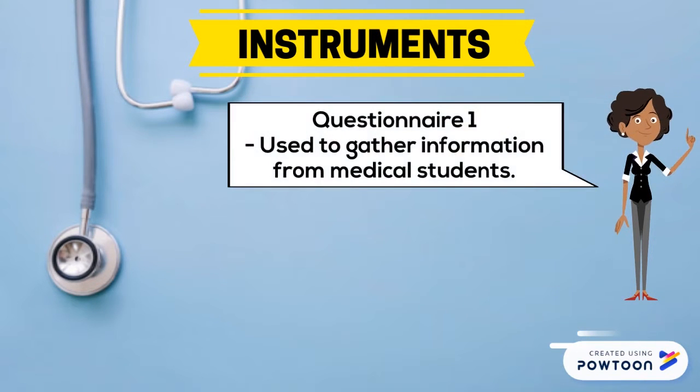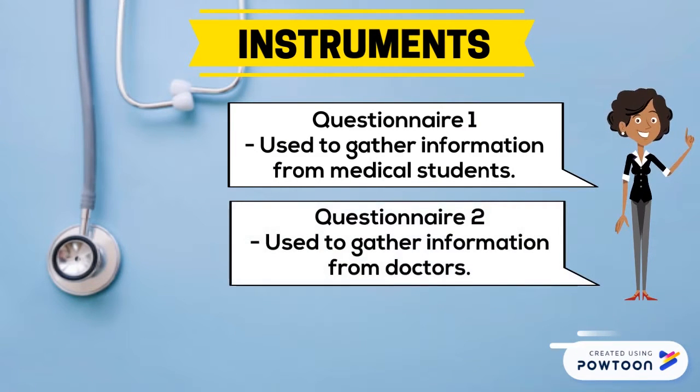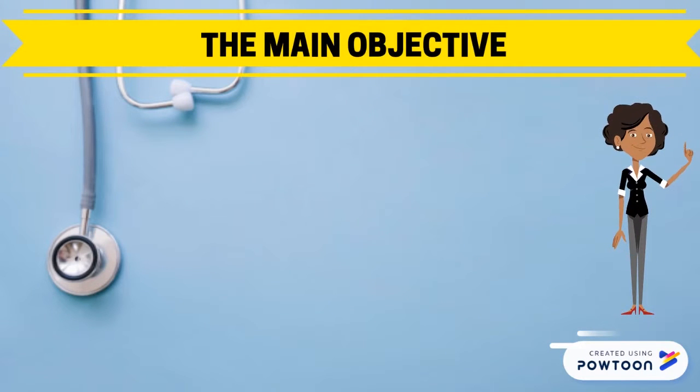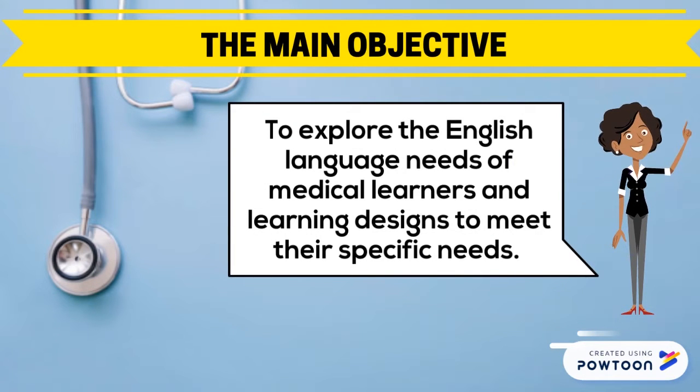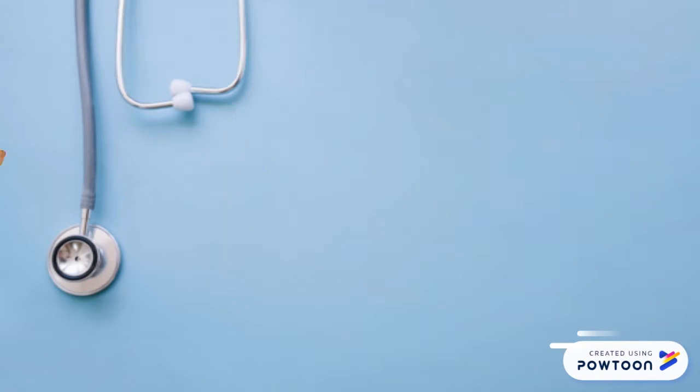The first questionnaire is used to gather information from medical students, while the second questionnaire is used to gather information from the doctors. Next, the main objective of these questionnaires is to explore the English language needs of the medical learners and the learning designs to meet their specific needs.